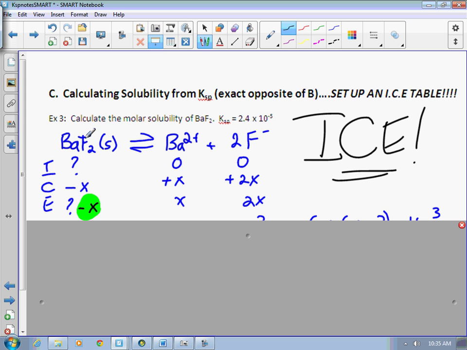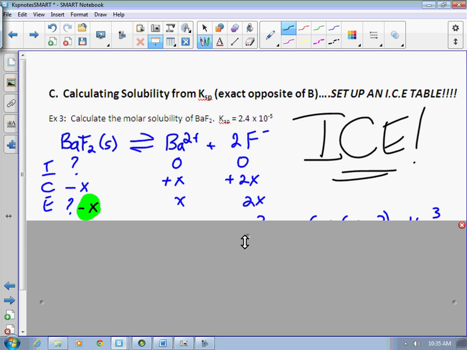So barium fluoride is breaking into barium ions and 2 fluorine ions because of the stoichiometry. Now, I don't know how much barium fluoride I start with. Some amount, it does not really matter, but the key is whatever amount of barium fluoride I put in, some amount will dissolve. So this will go down, and then my barium ions and my fluorine ions will go up. And they're in a 1-to-2 ratio on this side.